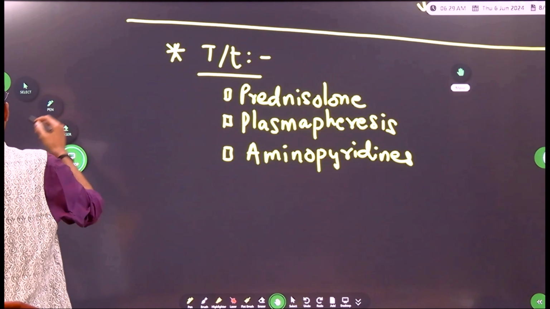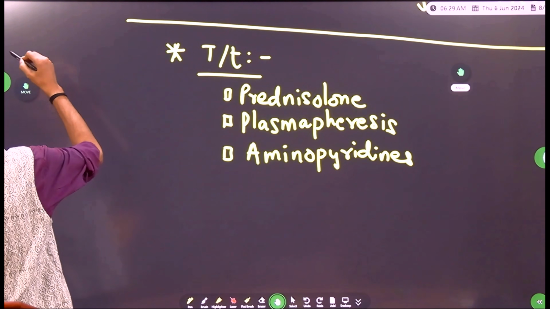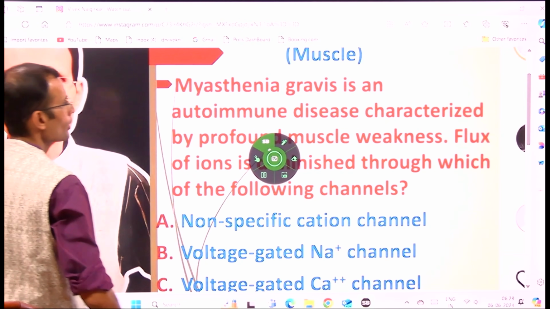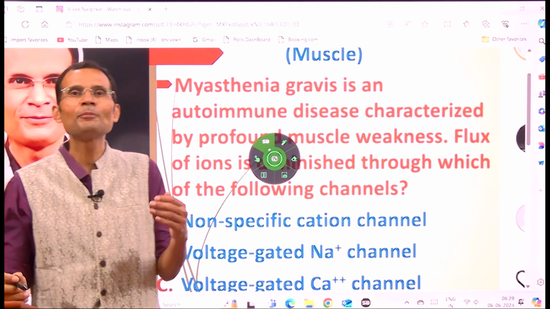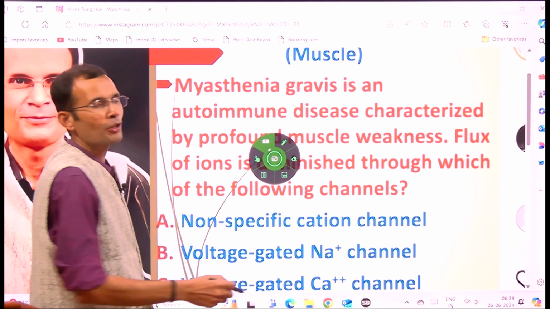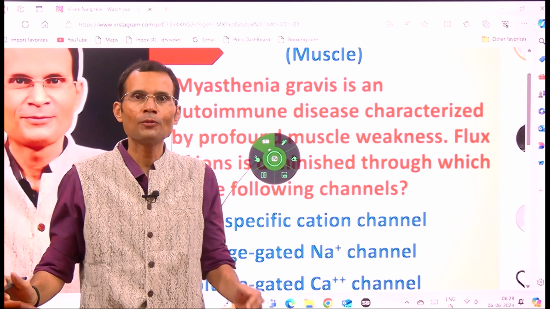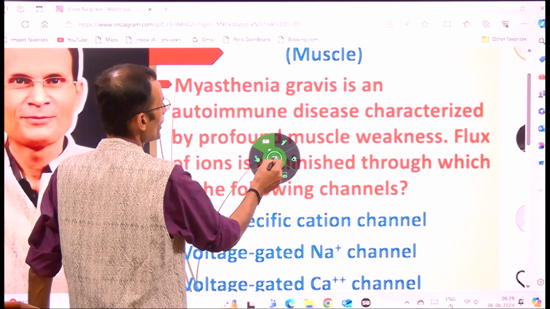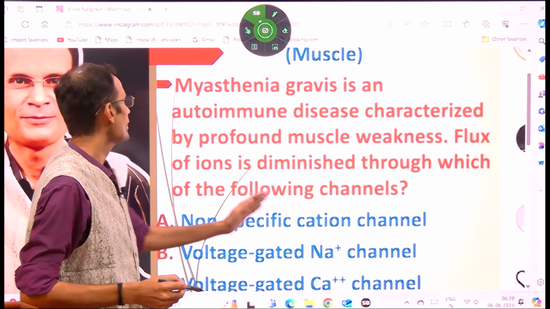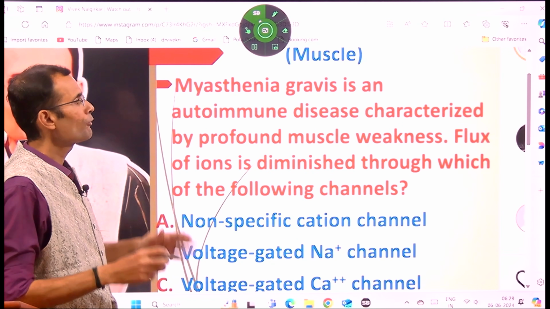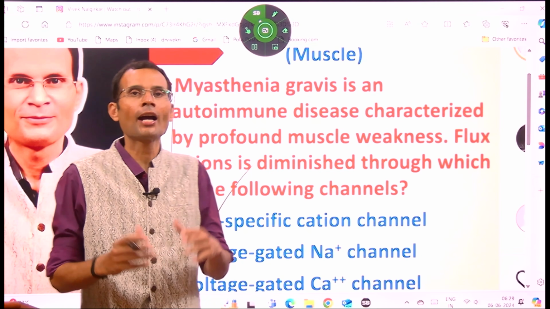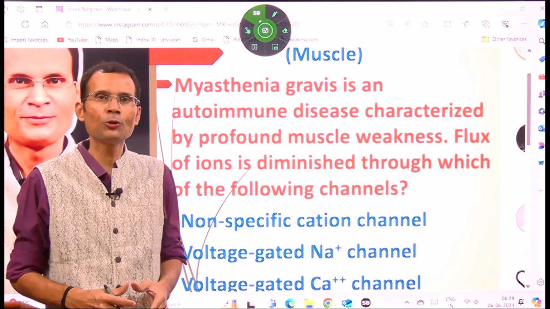Now, having discussed all of these features, and the disease is related to the neuromuscular transmission, finally let's have a look at an MCQ which I had posted today, and I expect all of you to answer in the comment section of this video. You may answer this MCQ. Myasthenia gravis is an autoimmune disease characterized by profound muscle weakness. Now, flux of ions is diminished through which of the following channels? I have not mentioned it in the video.